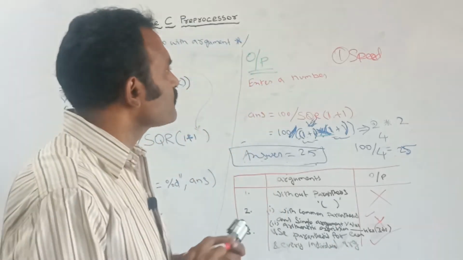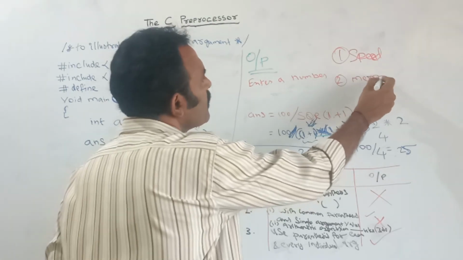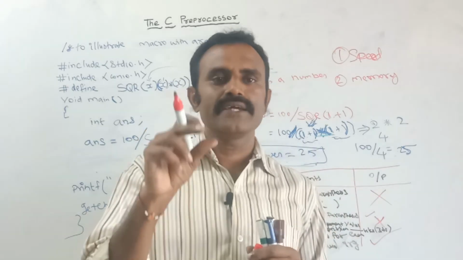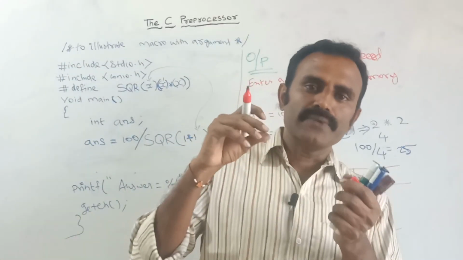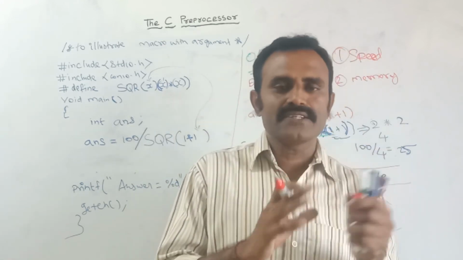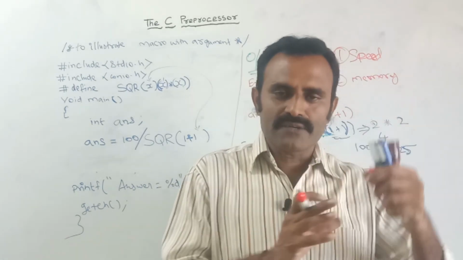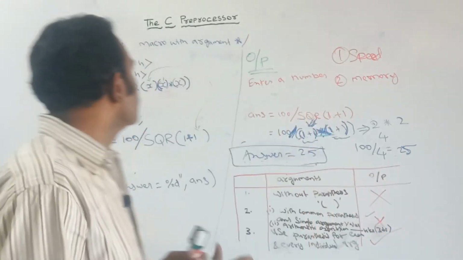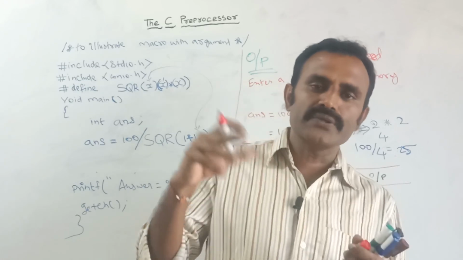And second one, memory. When we are checking the memory, here it occupies a large volume of memory when we compare it to the function. See, because we have already seen that depending upon the preprocessor directives used in our source code, it expands our source code. So here in macro, the memory size is very large when we compare it to the function.